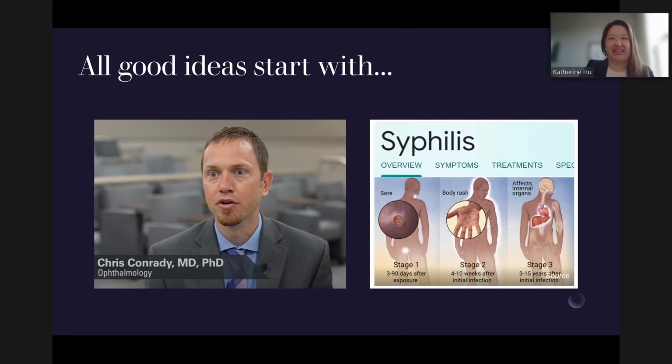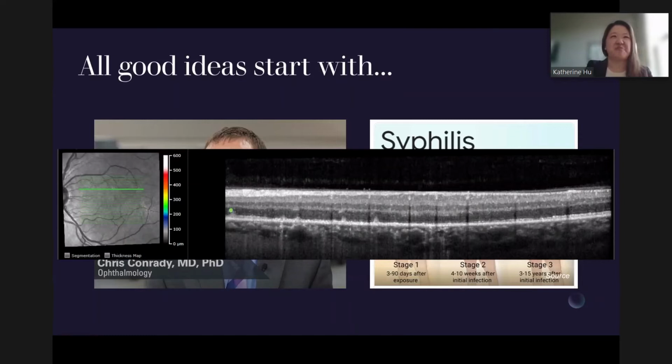He described these subretinal pyramidal lesions with these characteristic sharp peaks extending from the RPE into the outer nuclear layer, often with disruptions in the ellipsoid zone. And this became the basis of our research question and a point of curiosity that we wanted to explore.